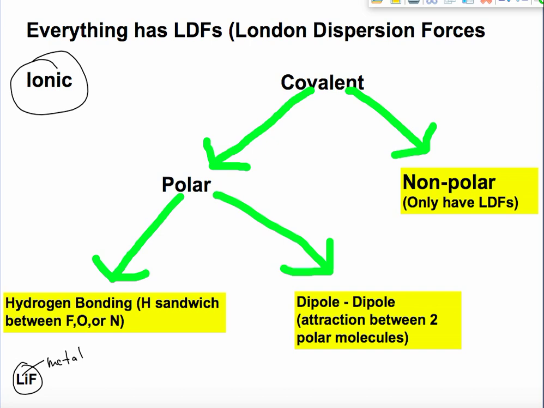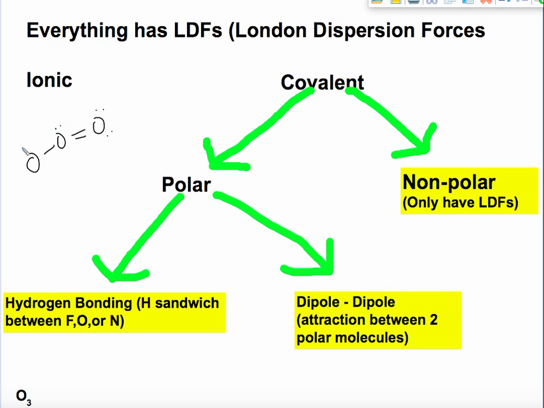All right, let's do another one here. O3. Well, O3 is not ionic. It is covalent. And so the thing is, you've got to know whether it's polar or nonpolar. So what you have to do first is draw it. So you would go oxygen, oxygen, oxygen. When you draw the Lewis structure, it ends up looking like this right here. And so O3 has three domains, so it is bent. And if you remember, bent is always polar.